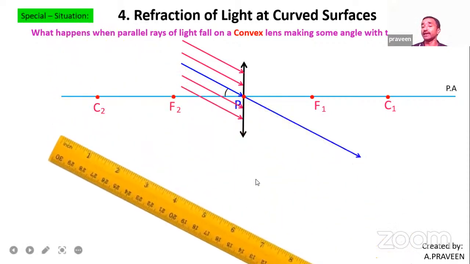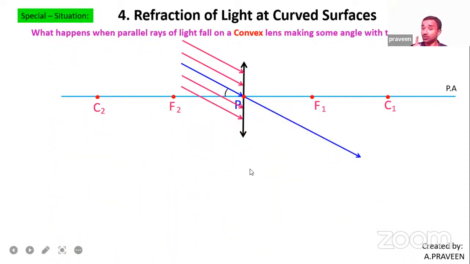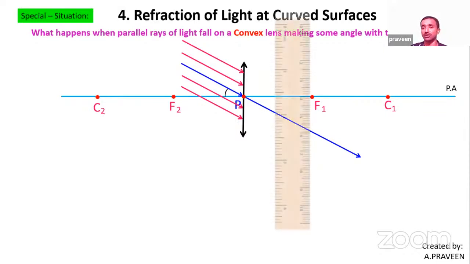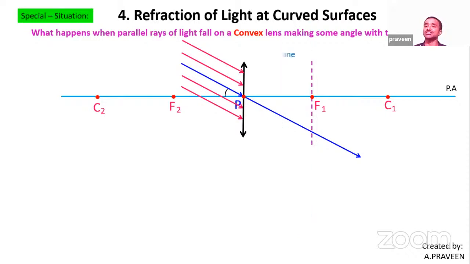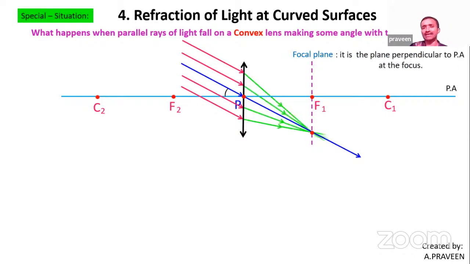Then draw a perpendicular to the principal axis through F1. Through F1, for any lens, through F1. The perpendicular is drawn through F1. Okay, drawn. Then I will obtain a common point that is identified as the imaginary focus. So I got the imaginary focus. Then connecting all the refracted light rays at that point only.